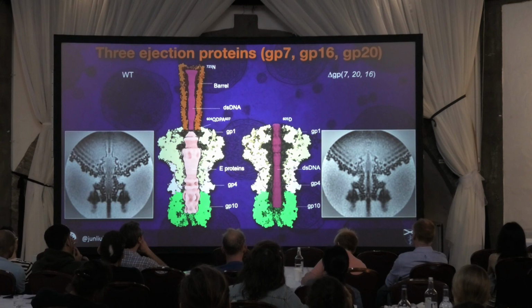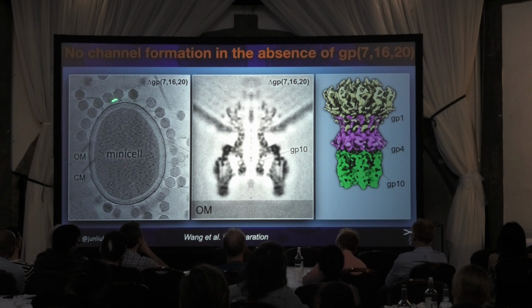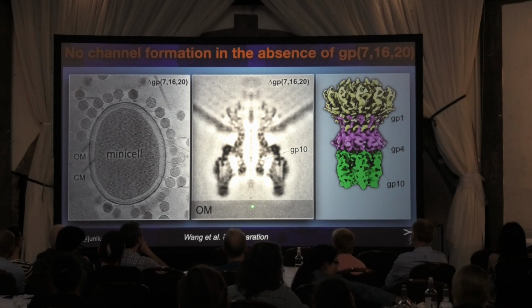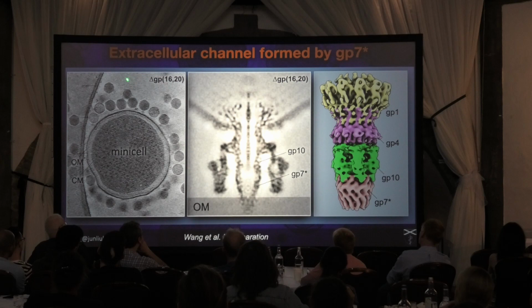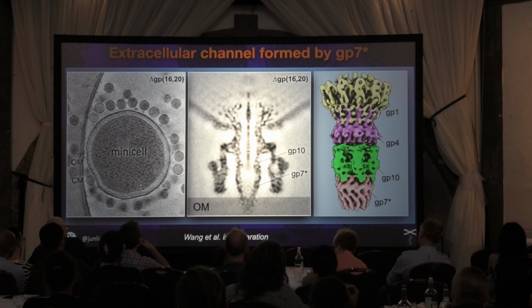So if we infect Salmonella with this mutant, you can see it adsorbs very well. However, we don't form this channel underneath the tail. And this is very clear, they don't form what we call the external channel here. But if we delete only two genes, in this case 16 and 20, and they form very well, then we can start to see this extracellular channel. And this extracellular channel has 12 copies, with 6 copies of GP10. And here is a surface rendering, so you can start to appreciate it.